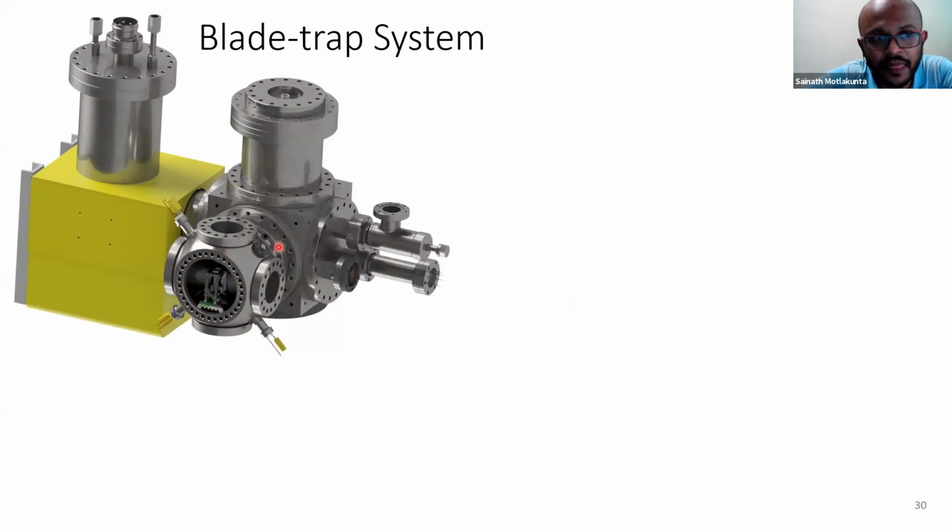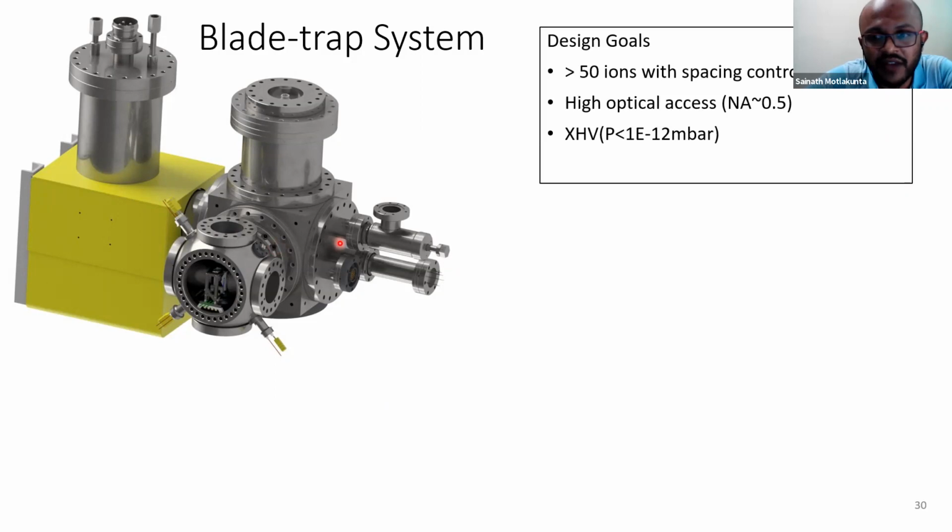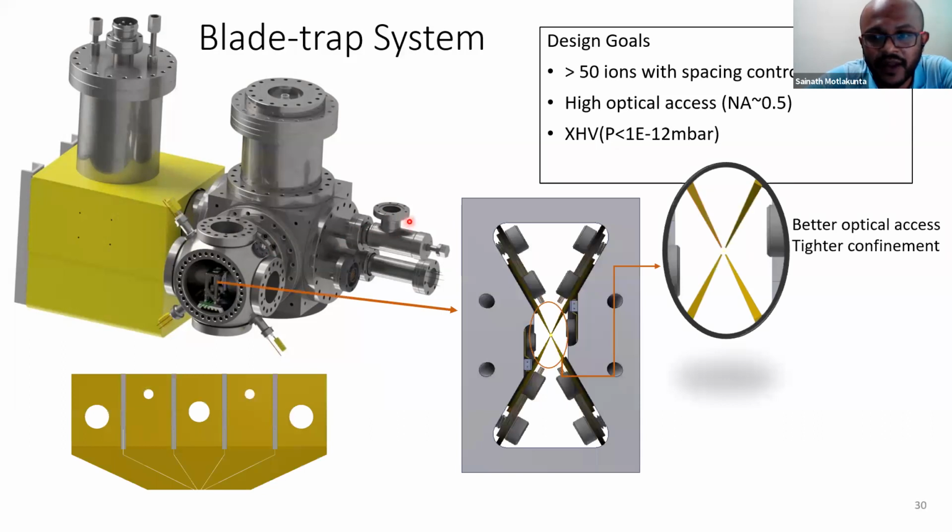So with those goals in mind, we start our design, and the picture here shows the CAD design of the blade trap system. So the design goal is to trap around 50 ions with control over spacing between the ions that is required for high fidelity addressing. And then we need high optical access, around 0.5 NA, so that we can get high fidelity detection. And then we want to reduce decoherence from any background collisions.